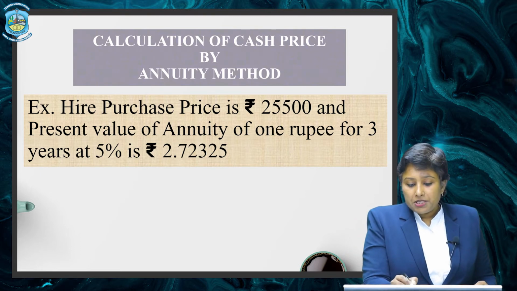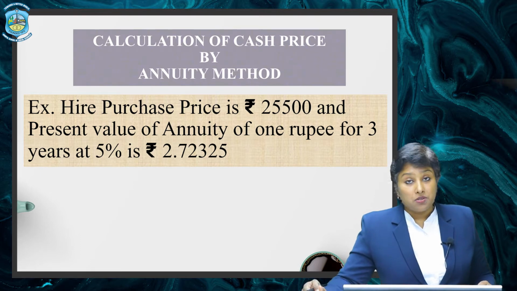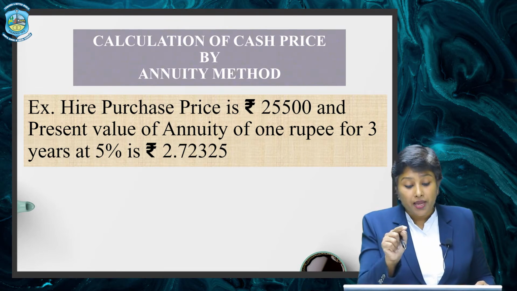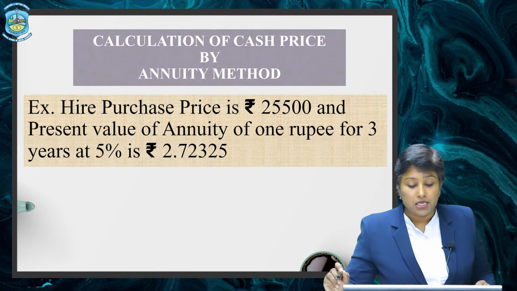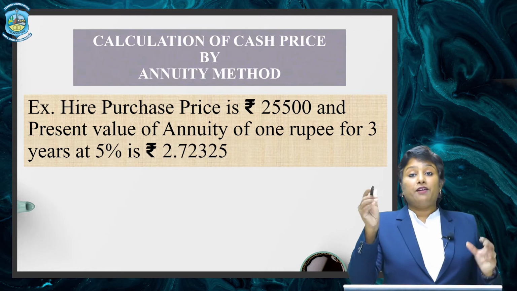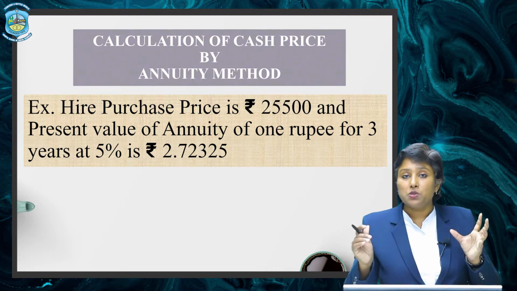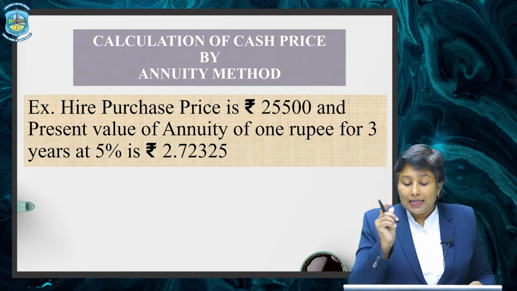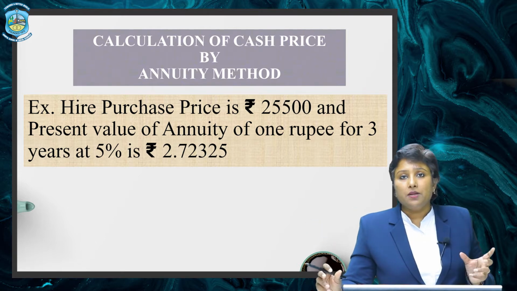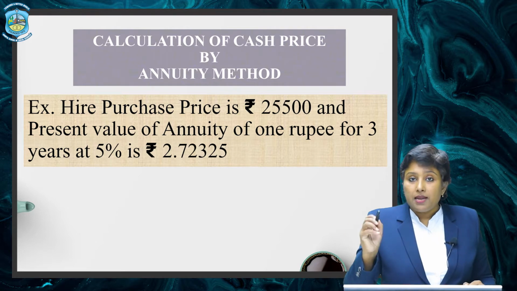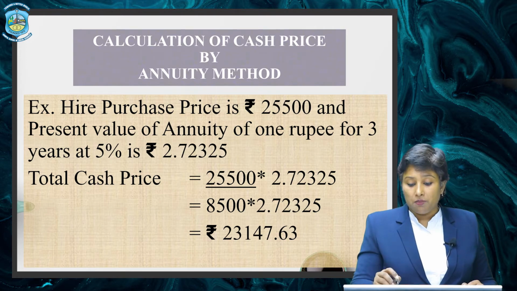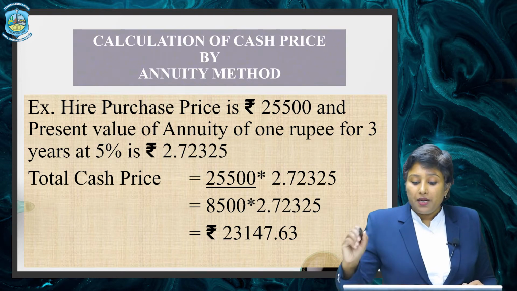The hire purchase price is rupees 25,500 and the present value of annuity of 1 rupee for 3 years at the rate of 5% is 2 rupees 72325 paisa. Okay, I told you this would be given in decimals and this value has been taken from the annuity table, but most of the time this value is provided to you in the question.